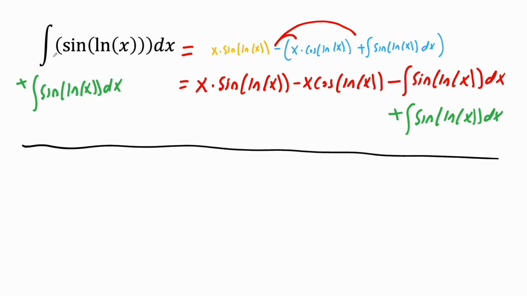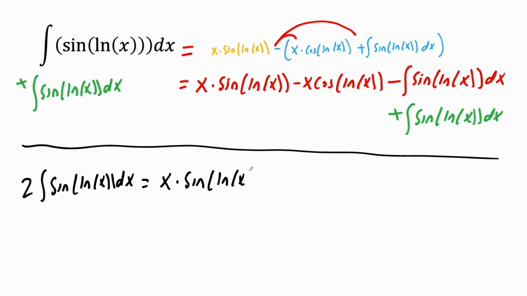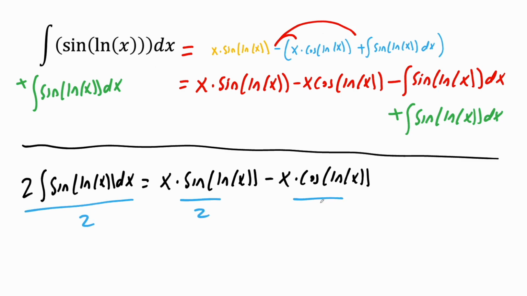And by doing it, now we have 2 times this. So we have 2, the integral sine(ln(x)) dx is equal to this piece right here. So x times sine(ln(x)) minus x times cosine(ln(x)). So one more step. So the problem we're trying to solve is this piece by itself, not 2 times it. So if I want to get rid of the 2 times, just divide by 2 on both sides.